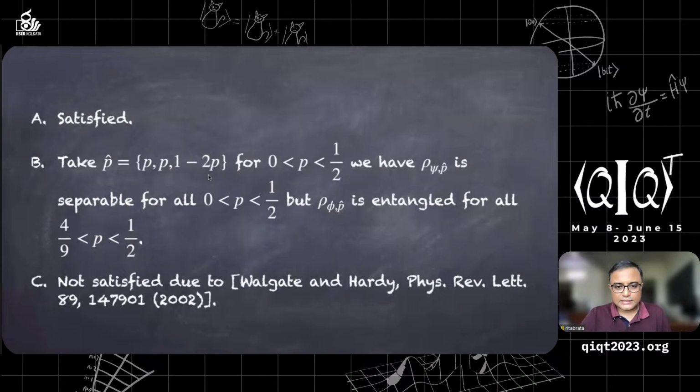Why the distinguishability measure doesn't work out is a little bit more subtle. I don't want to go through the full argument, but this is a very famous work of Walgate and Hardy, and you can have a look at it. They came up with the same example and they showed that this doesn't work out.